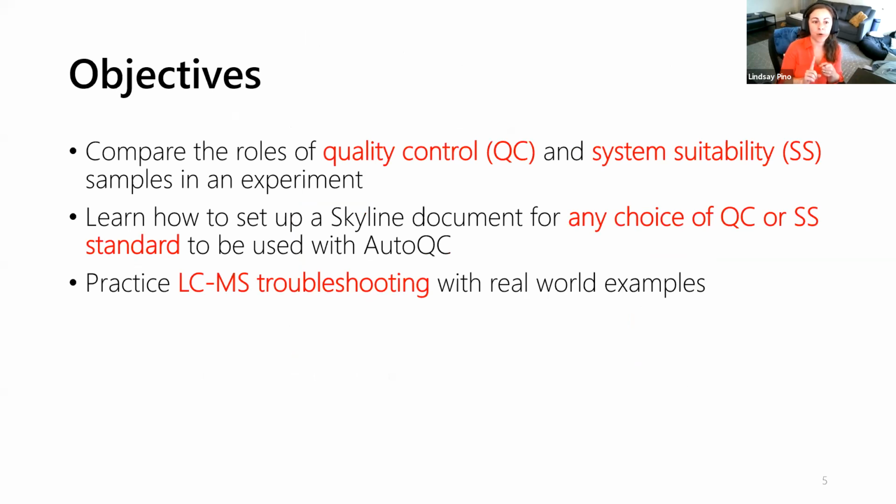So the 3 main points for you to take home from this part of our seminar today is first, to compare when you would use quality control, when you would use system suitability. They're not the same thing. Second, learning how to set up a Skyline document for whatever you're using for quality control or system suitability. We're going to set up this Skyline document so that we can plug it into a little tool called AutoQC, which Josh is going to tell you about more in the second half. And then finally, if we have some time, I'm going to show you what some of these practical LCMS troubleshooting figures would look like with some real world examples.